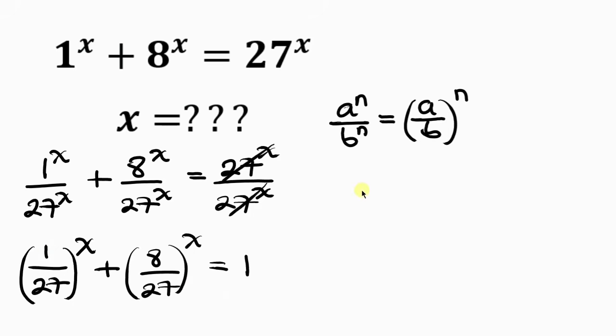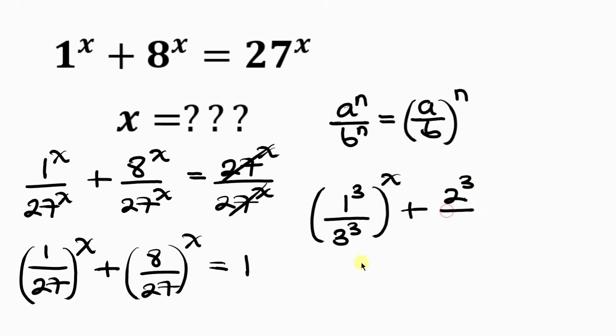Now note something. 1 is a perfect cube, which means it can be written as 1 cubed, all over 27, a perfect cube, which can be written as 3 cubed. And this is raised to the power x, plus, now watch this, 8 is a perfect cube, which means it can be written as 2 cubed, all over 27, a perfect cube, which is 3 cubed. And this is also raised to the power of x. And this is equal to 1.